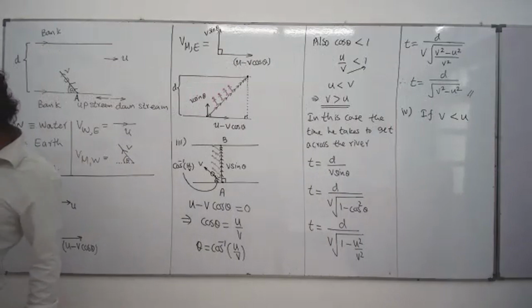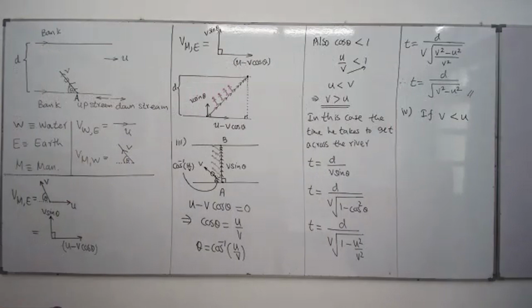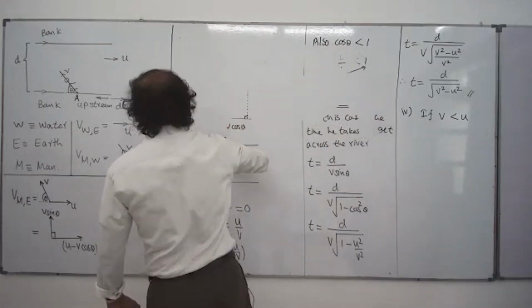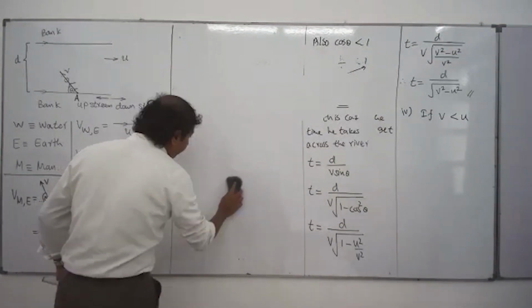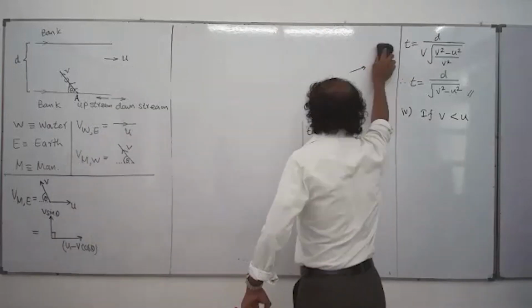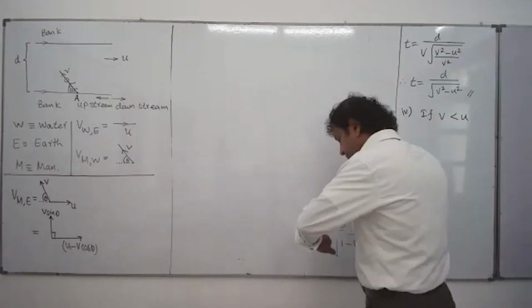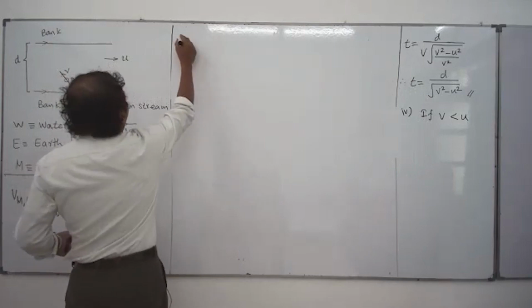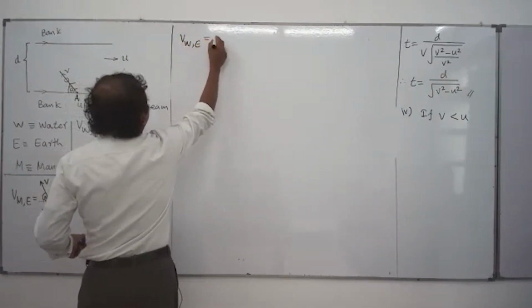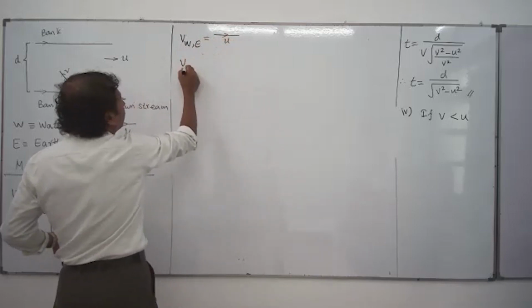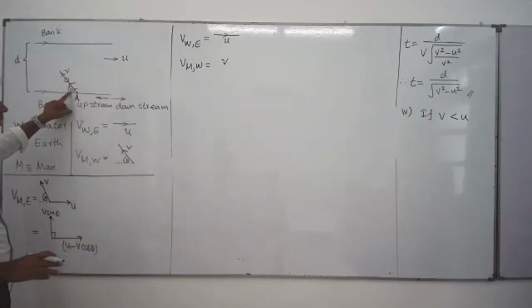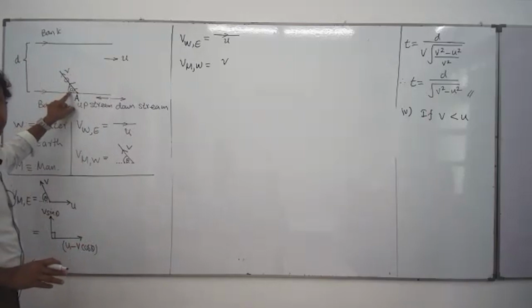Write down. This angle can be found as follows. Okay. I'll do it now like this. Now we have the present data like this. Velocity of water relative to earth, this direction, u. Velocity of man relative to water, v. But we can't say this direction is theta because theta is unknown. That theta only we are going to find.